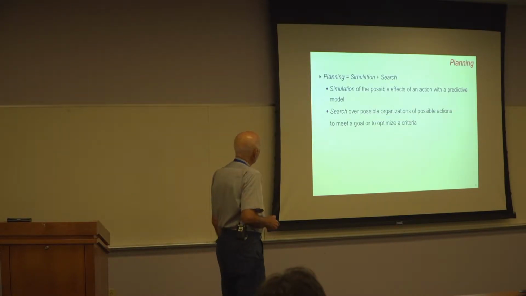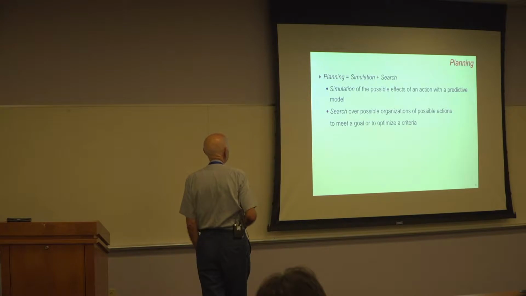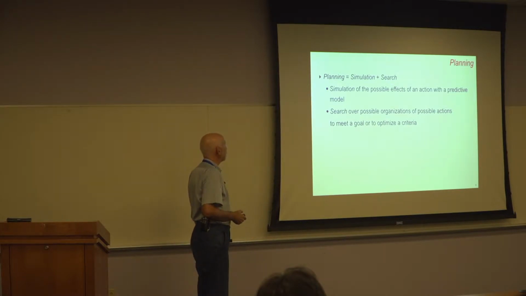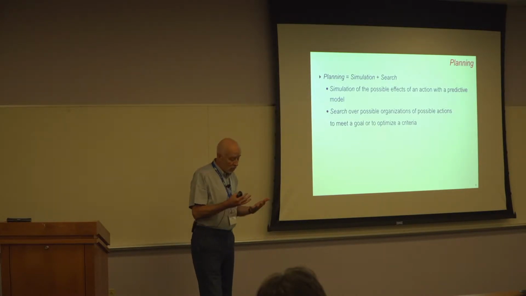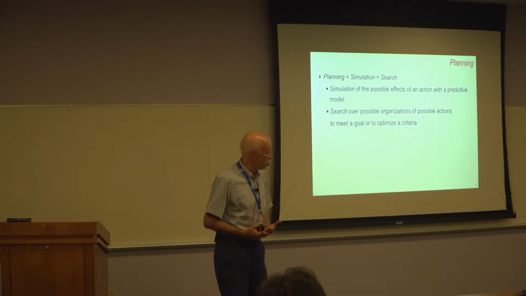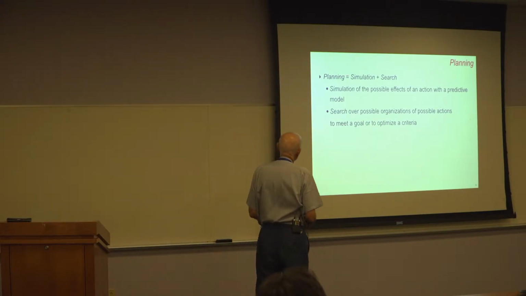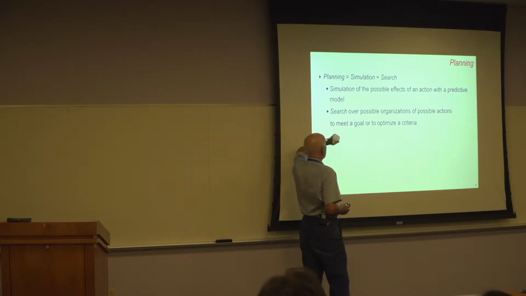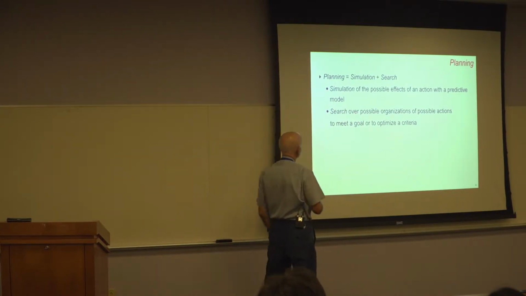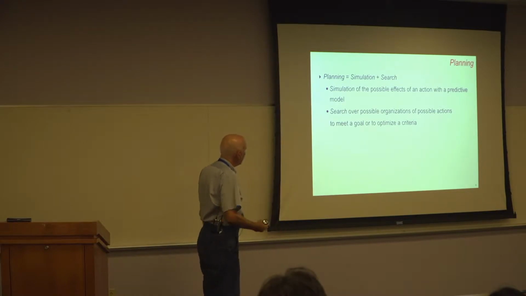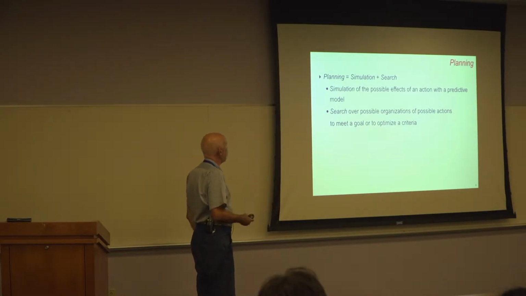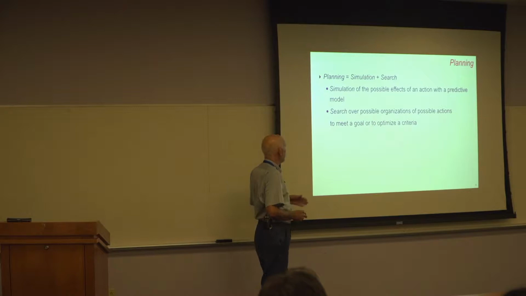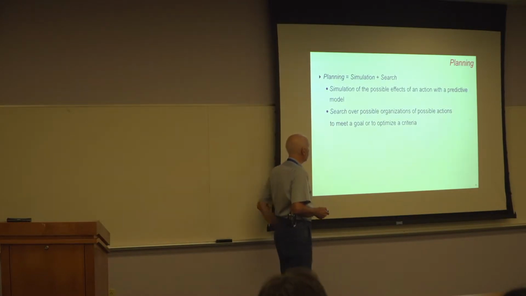So you have to do planning with respect to this problem, and you know that planning combines simulation and search. Your simulation step allows you to simulate the possible effect of an action with a predictive model, and your search step searches over a large set of possible organizations of some actions in order to meet the goal or to optimize the criteria.